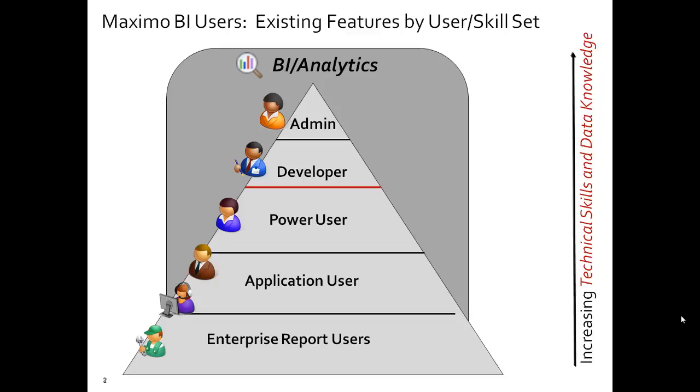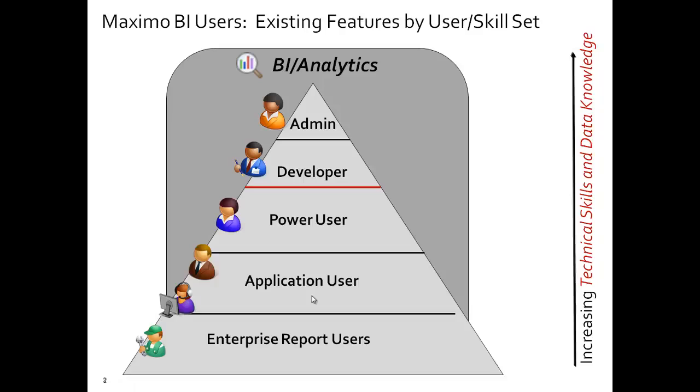Often when we talk about our Maximo BI or Business Intelligence users, we use a pyramid, and the pyramid shows categories of users in relation to their skill sets. So if we look at our users on the bottom here, we have our Enterprise Report users. Our Enterprise Report users are categorized by users who access a small number of applications and a small number of reports in Maximo. As we move up the pyramid, we say our application user.